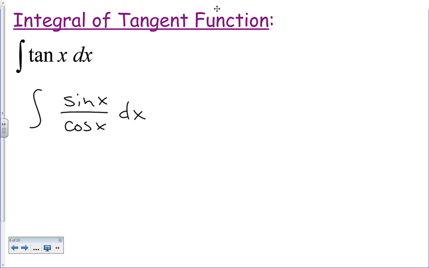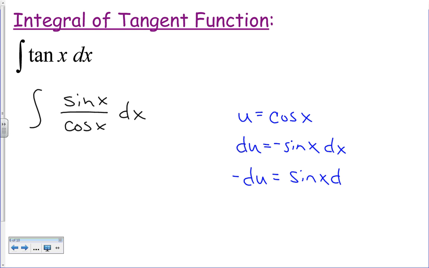And we're going to use a u substitution to do this. We're going to let u be the denominator, the cosine of x. And then du turns out to be, the derivative of cosine is a negative sine of x dx. And you can see I have a sine of x dx. I just don't want the negative there, so I'm going to slide him over to the other side to get negative du is equal to the sine of x dx. And now we're ready for our substitution.